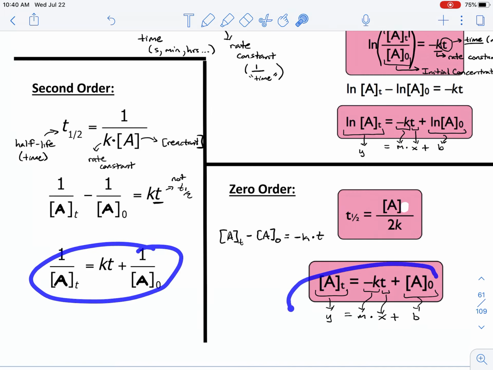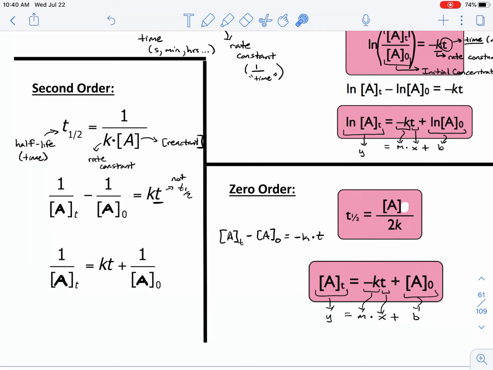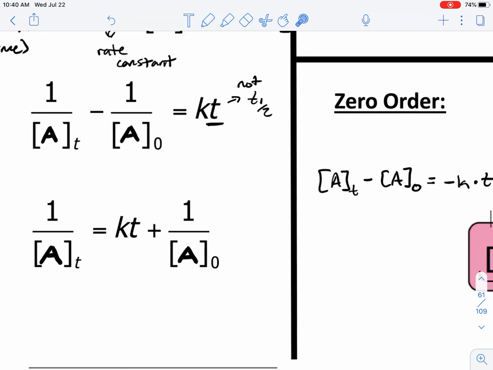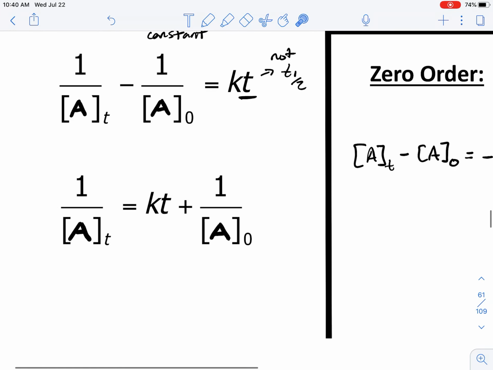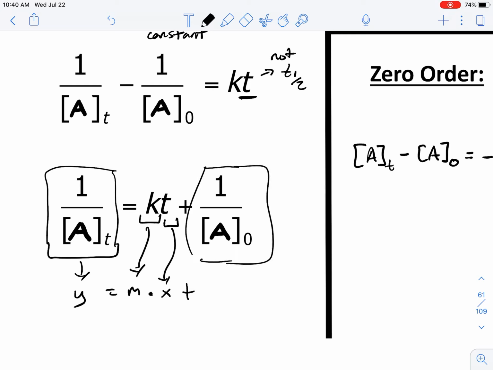I'll circle them again to test for the order of reaction, but you guys can also use that form for solving integrated rate laws in a word problem type setting. So I'll just go ahead and put a note that everything here is going to represent the y-axis, positive k is going to represent the slope, t is going to represent x, and this whole fraction right here is going to represent the y-intercept.